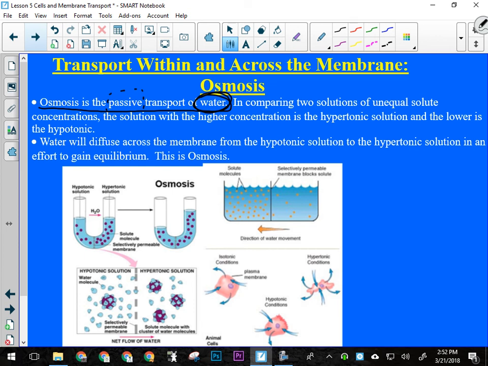Okay, so we don't want to drink ocean water because it's full of salt. If I drink that salt water, the salt will end up in my bloodstream, in my cells, and it's going to start pulling water out of my tissue.